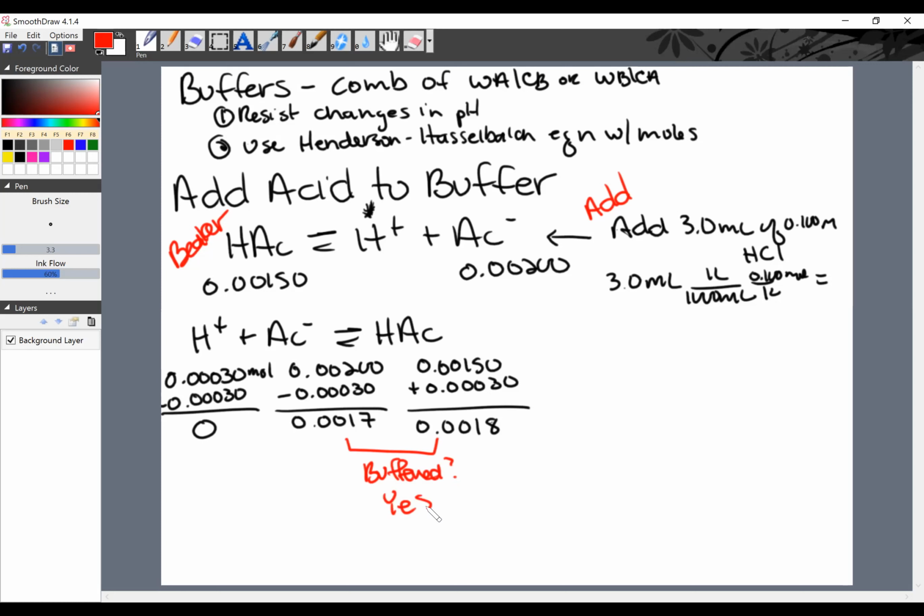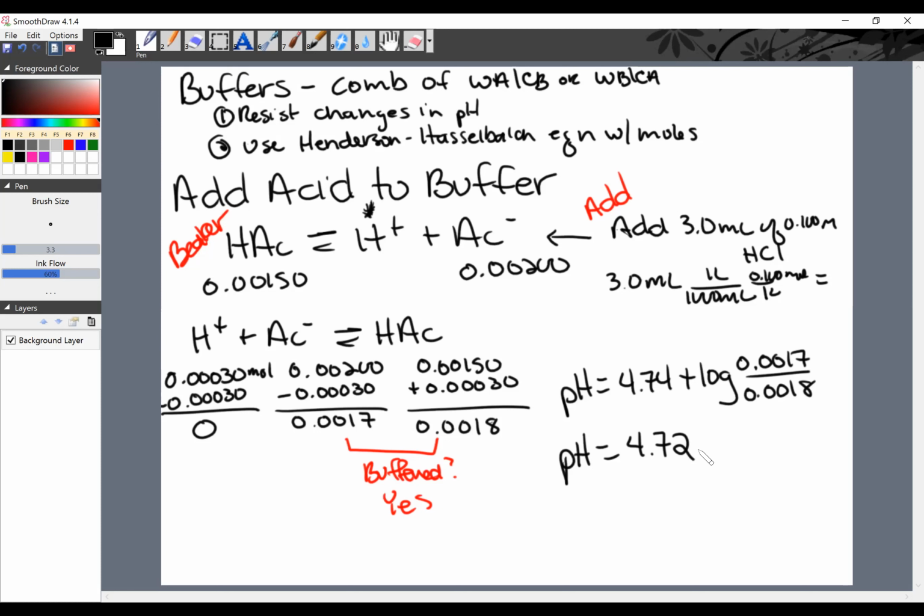So I can still use my Henderson-Hasselbalch. So pH is equal to 4.74 plus the log of the base piece. Now I don't care where it's written in the problem. It's the base piece over the acid piece. So 0.0017 over 0.0018. My new pH is going to be, take the log of that, so 0.94. Now notice that's not the negative log, that's just the log, and then I'm going to add that to 4.74. And I now have a 4.72. All right, my new pH is now 4.72.